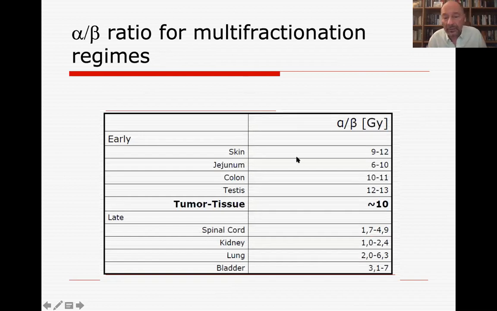So these are examples you see for early and late alpha-beta ratios for different tissues: skin, jejunum, colon, testis. Tumor tissue approximately 10, this we said already. So the alpha-beta is about 10 gray for tumors, very variable, we will see. Spinal cord, kidney, lung, bladder, you see, generally speaking, all the normal tissues for late effects have much lower alpha-beta ratio than tumor tissue.